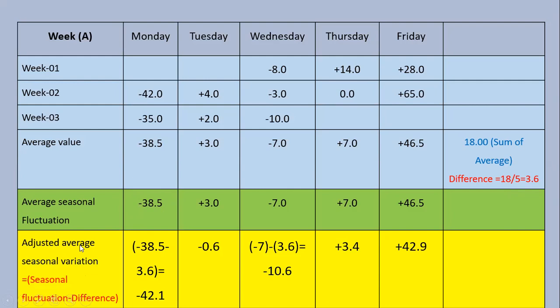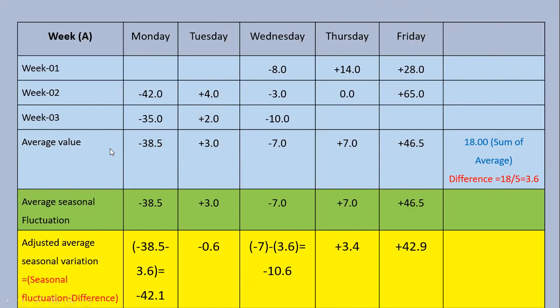So the adjusted average seasonal variation is obtained by subtracting the difference from the average seasonal fluctuation. Then minus 38.5 reduced by 3.6, you know the value is minus 42.1. Here also plus 3 minus 3.6, the value is minus 0.6. Likewise, you can get the adjusted average seasonal variation.